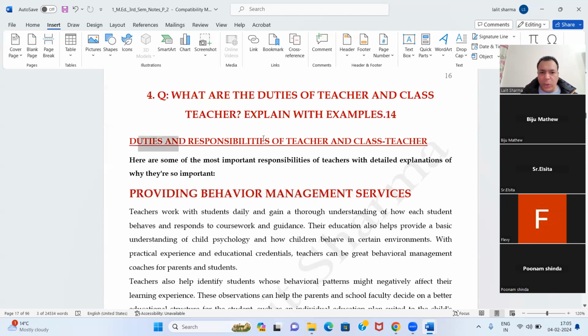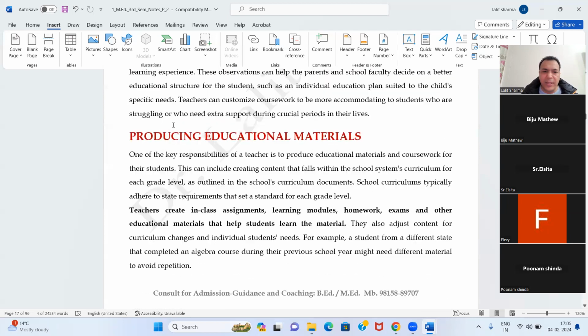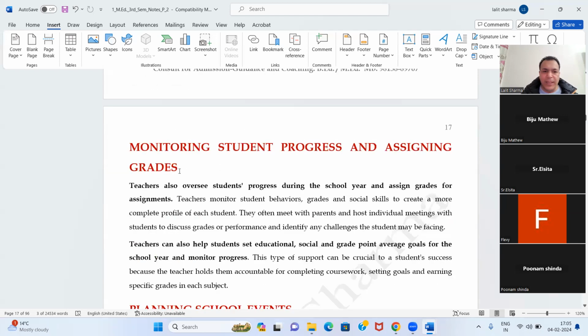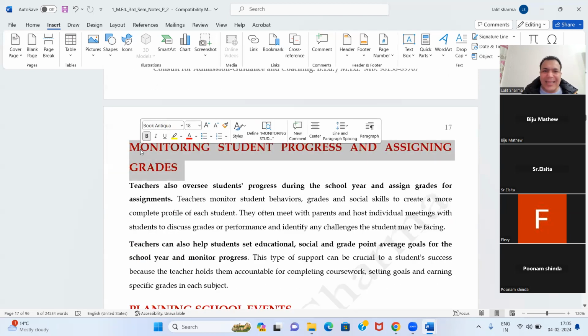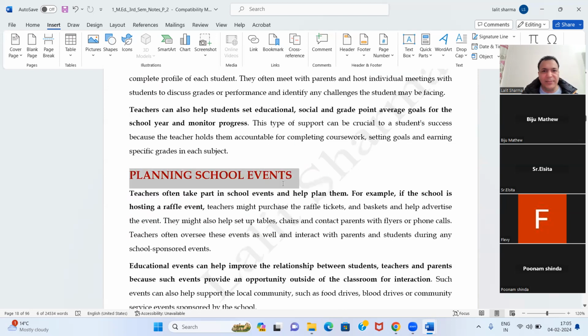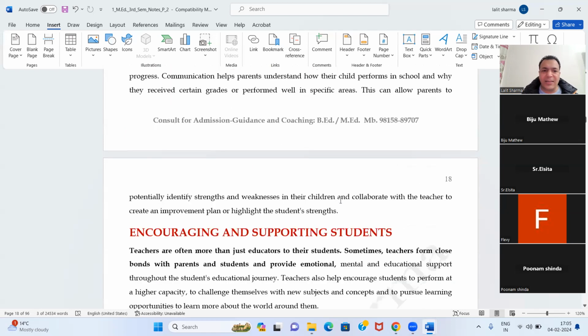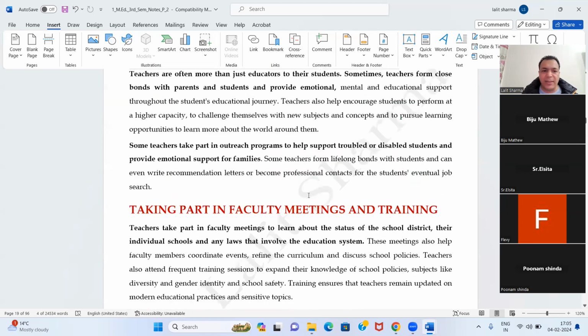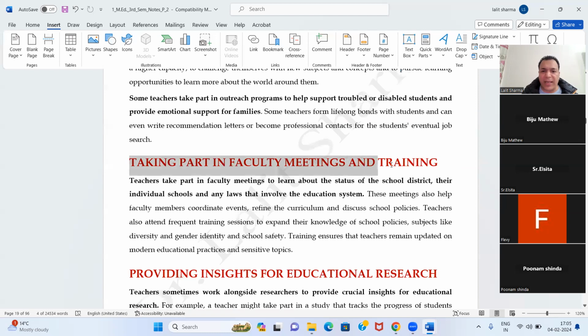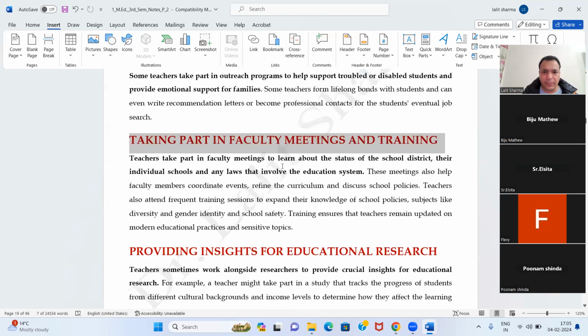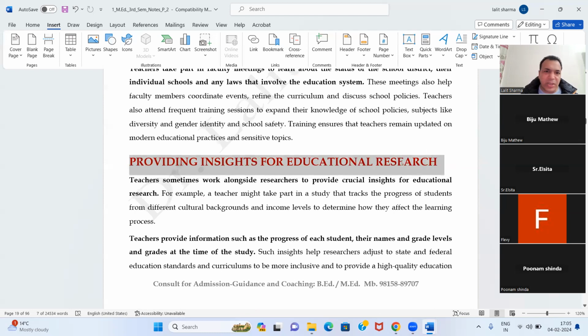Okay. Under the duties and responsibilities of the teacher and class teacher: providing behavior management services, producing educational material, monitoring student progress and assigning grades. ये भी है, this is a duty and responsibility of the teacher and the class teacher. Right? Planning school events, communicating with parents. This is also a duty and responsibility of the teacher and class teacher. Encouraging and supporting students, taking part in the faculty meeting and training, providing insights for educational research.